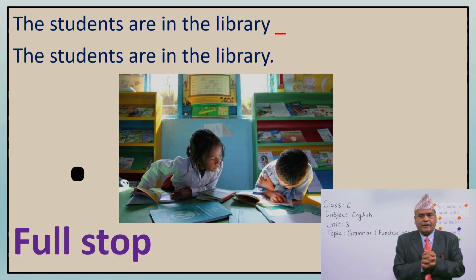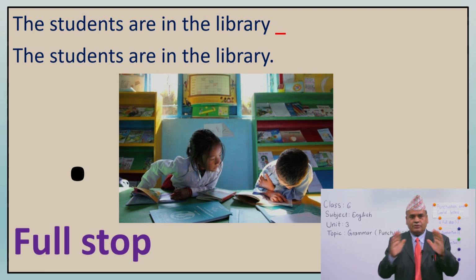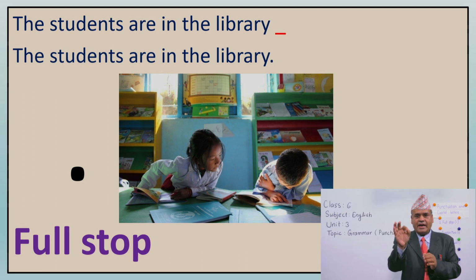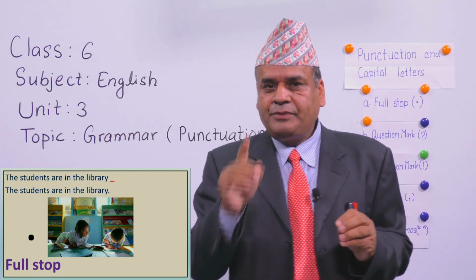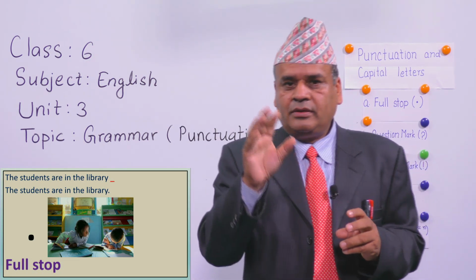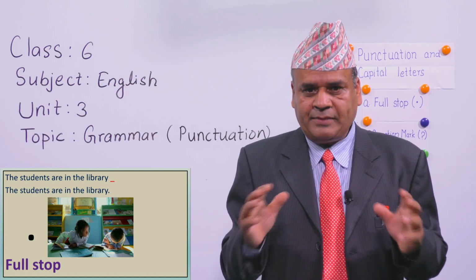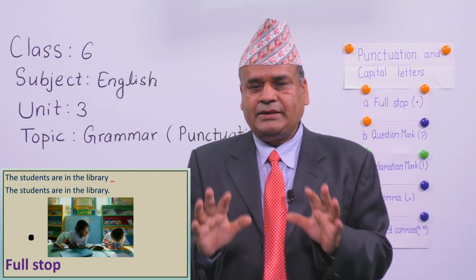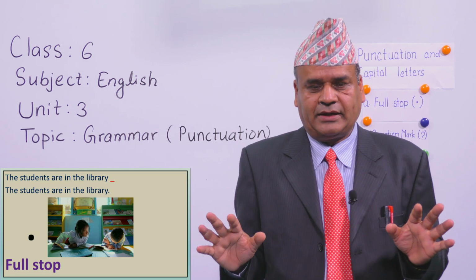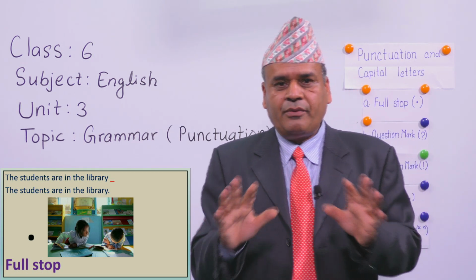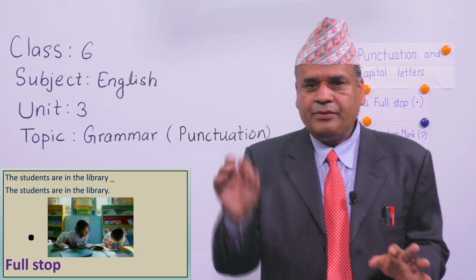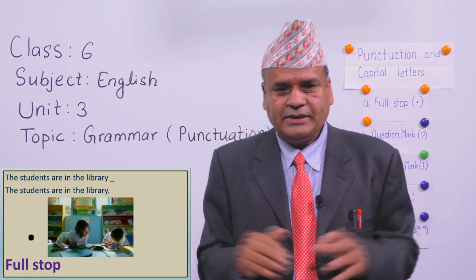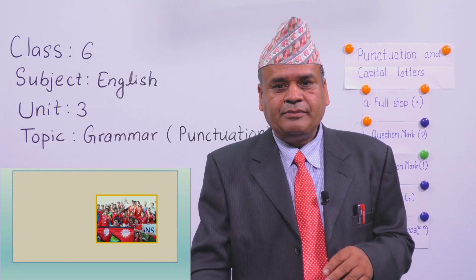When we write a statement like "The students are in the library," at the end of the sentence, we give a mark that is called a full stop. Dear students, I hope after you write a sentence, that is a statement. Statement means a simple assertive sentence that starts with the subject, right? When the sentence normally starts with the subject, that's a statement, and we give a full stop at the end of the sentence. Now, let's move ahead.